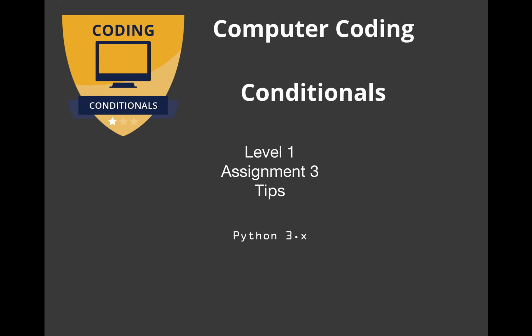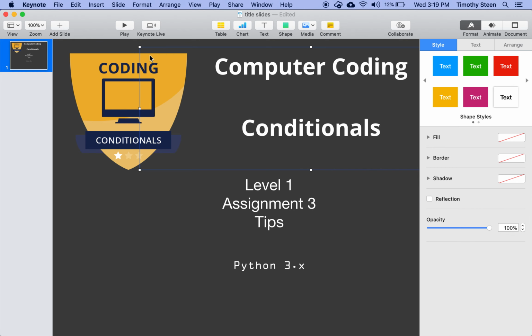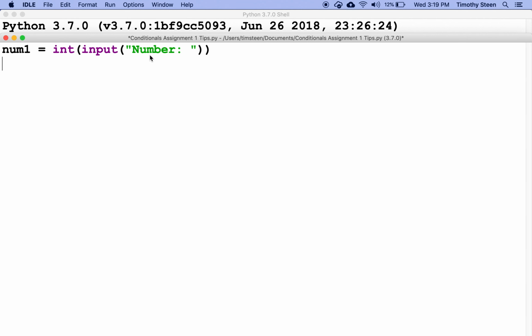Let's take a look at a couple quick tips for this last assignment of the badge. And there's just a few little tricks here that might help you. Let's say that you're getting a number, just like we did in the last assignment, and you want to do something with that number. In this one, we're doing math things, right? So what if you want to add two numbers together? How would you do that?